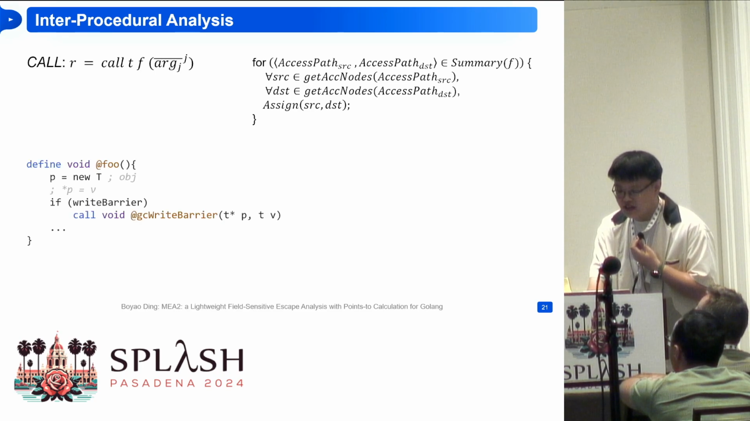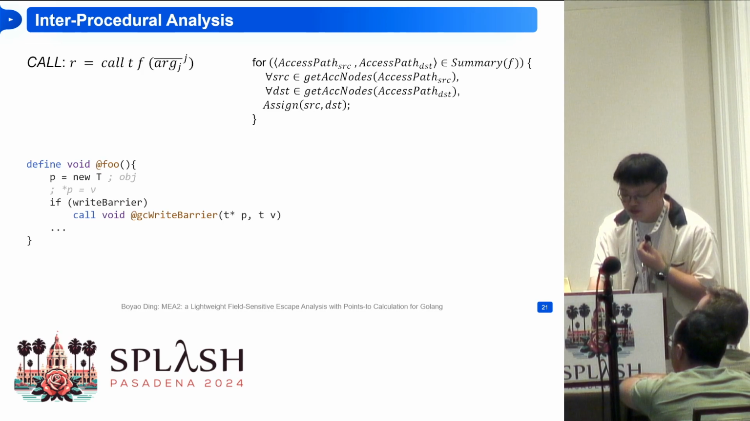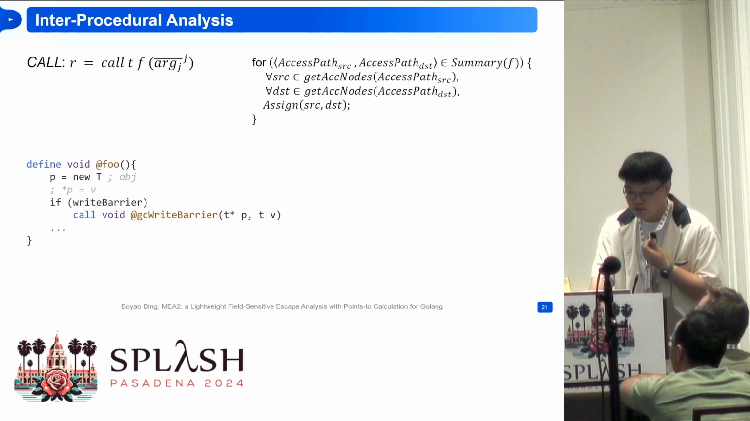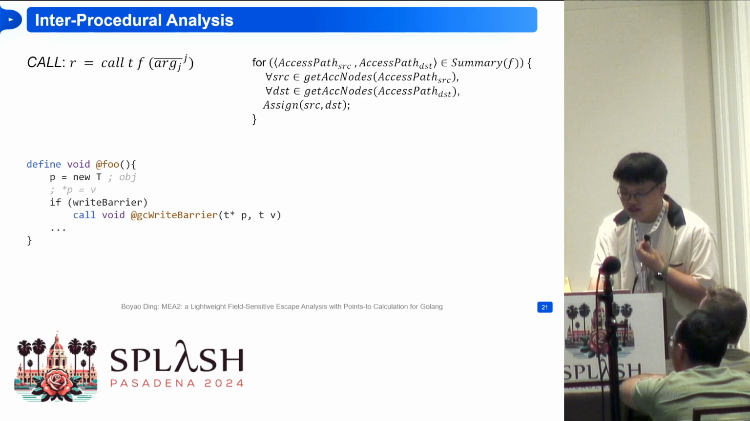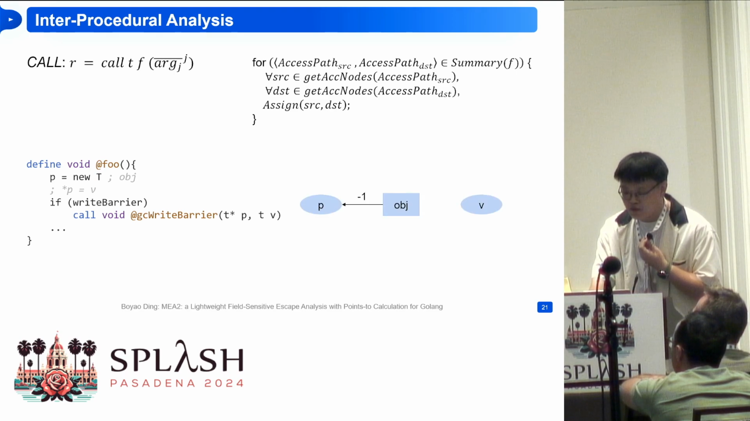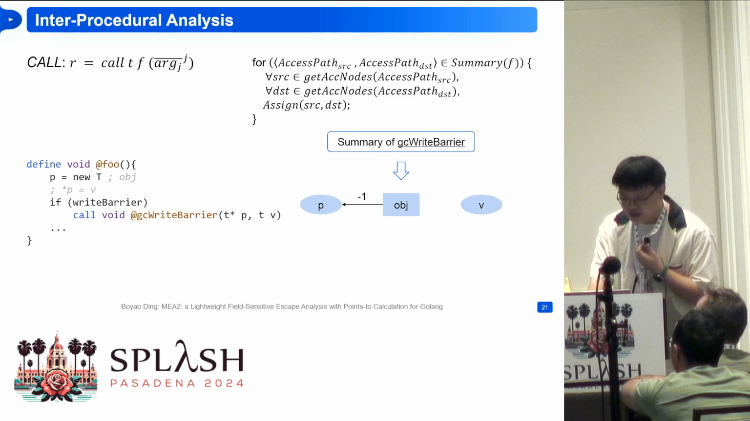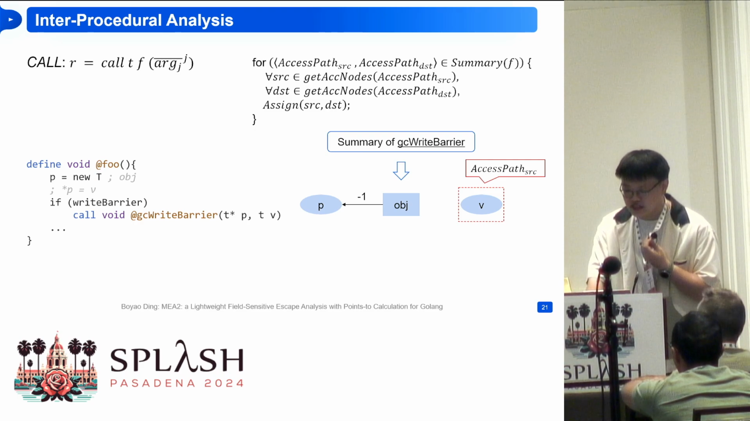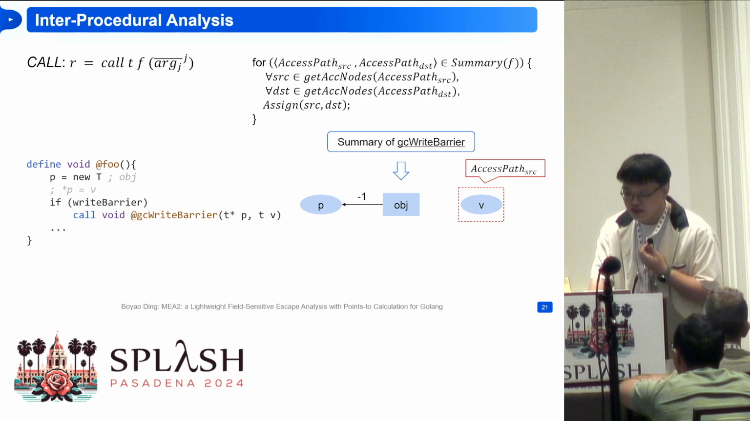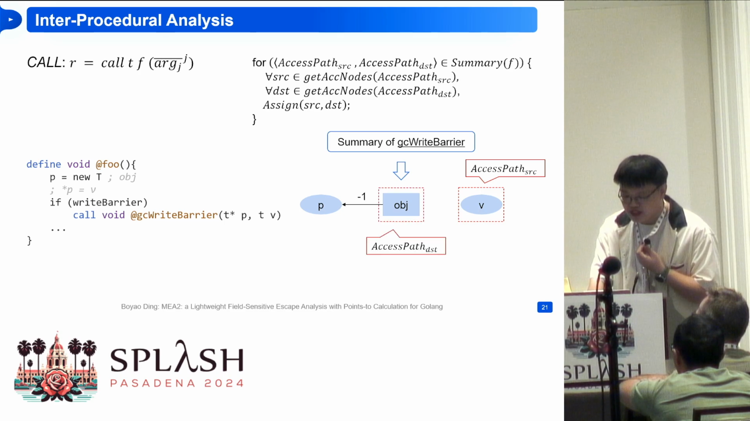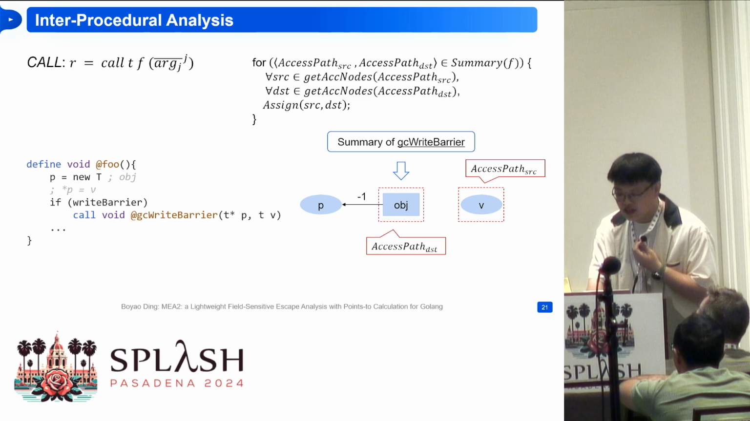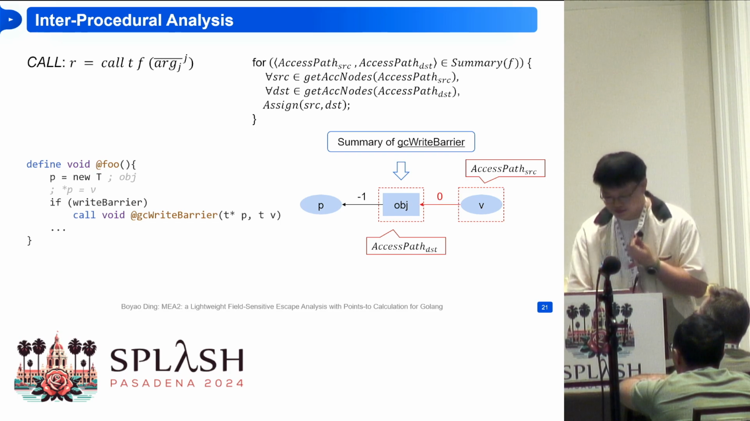For example, in the following case, the function calls a GC barrier. Before analyzing the code statement, its escape graph looks like this. Based on the summary of the function, we can first locate the source operand V accessed by the source access path, and then identify the destination operand OBJ based on the destination access path. And finally, we will add an assign operation between them.